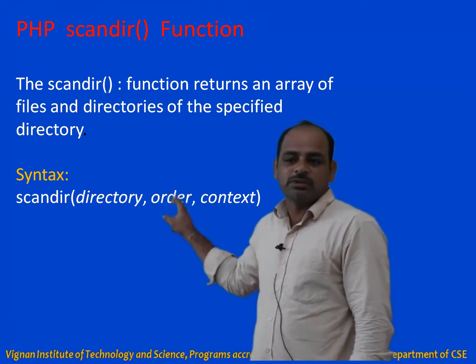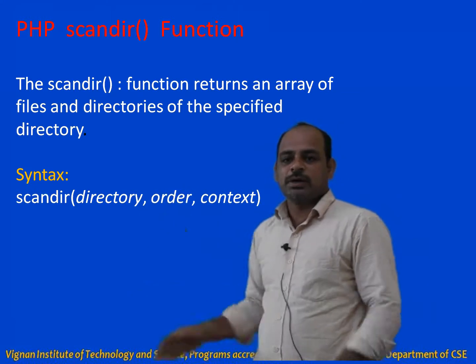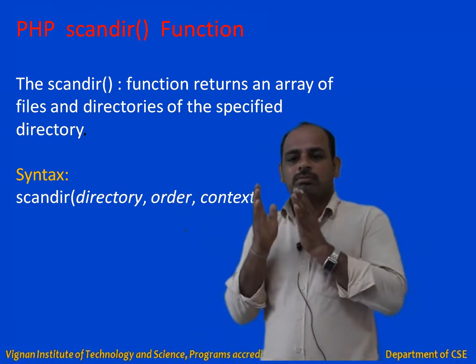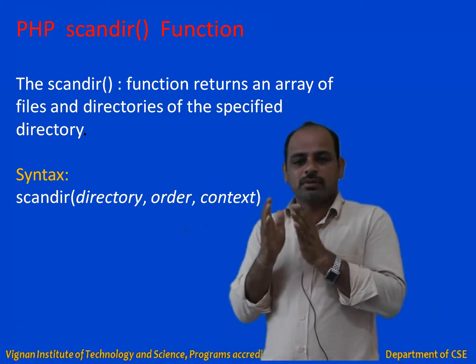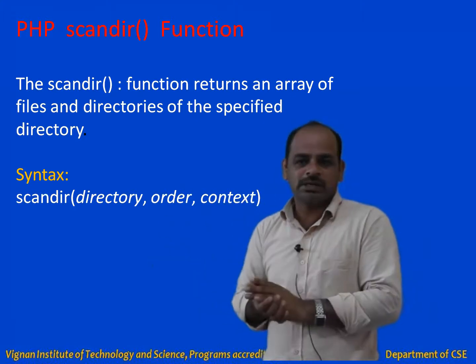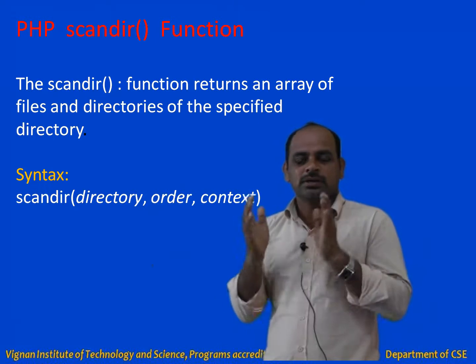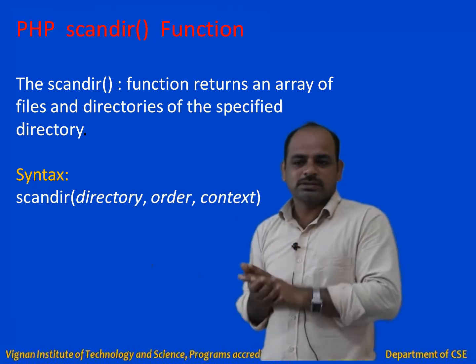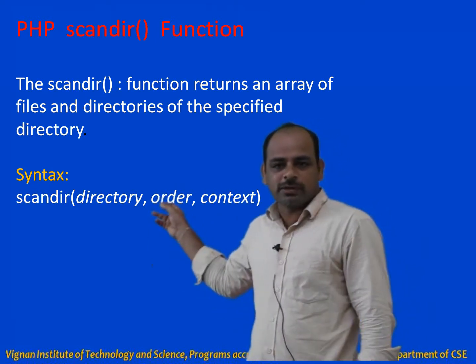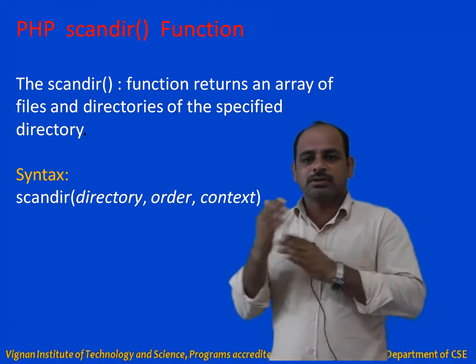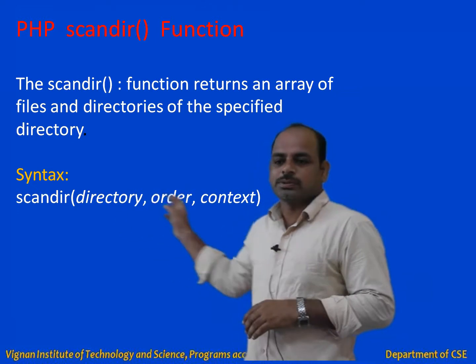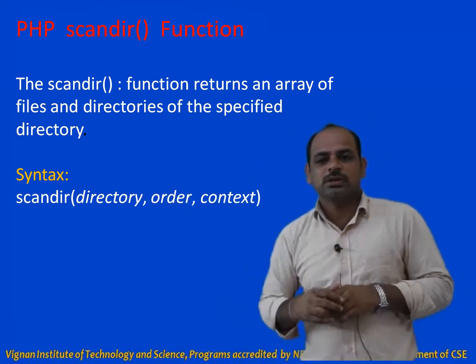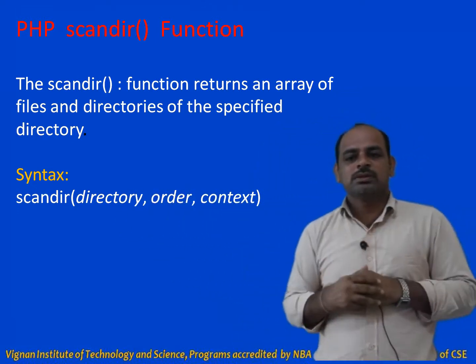Suppose its value is 0, which means the content returned by the scandir function is sorted in alphabetical ascending order here. That is, the content of the directory will be sorted in ascending order. If the order value is 1 here, then the content will be sorted in descending order, right? Next, context is an optional parameter. What it does here is modify the stream here.